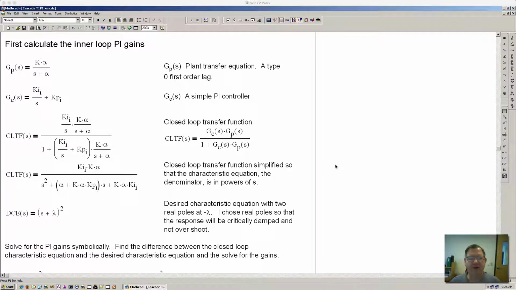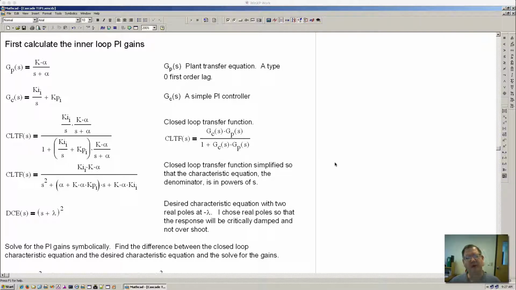Hello, this is part 2 of Cascade Control. Basically, we're going to be doing the same as we did in part 1, but we're going to change things slightly. In part 1, we placed all four poles and all four gains at the same time. All four poles were placed at the same location, and it was very simple to do.